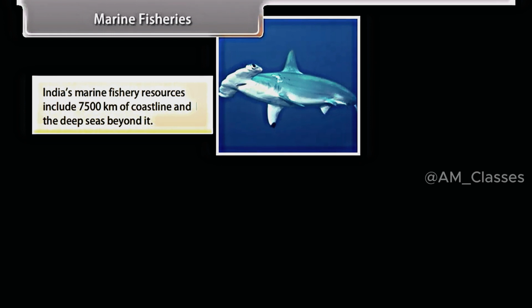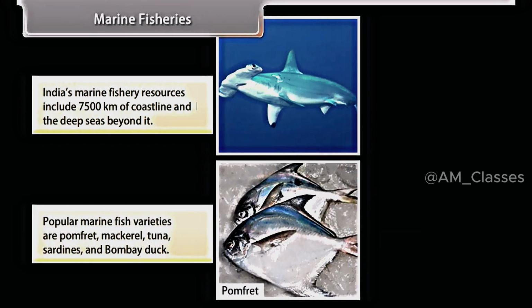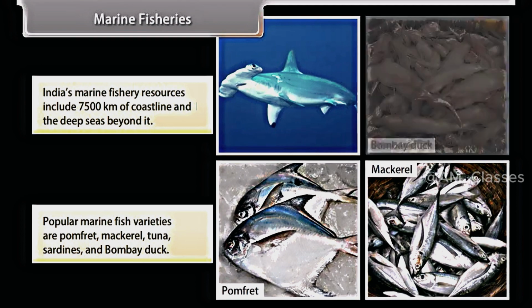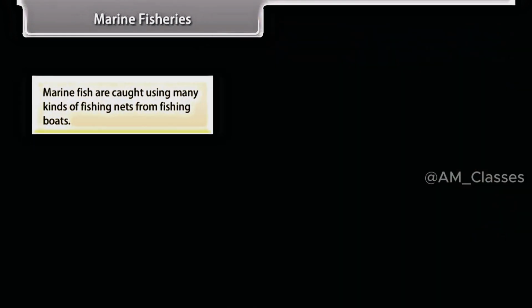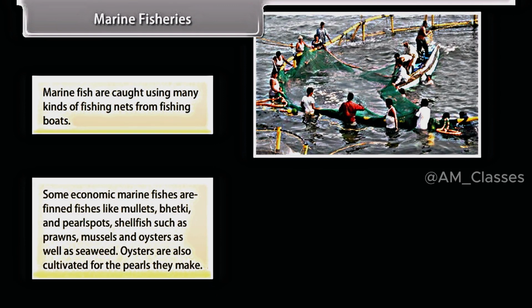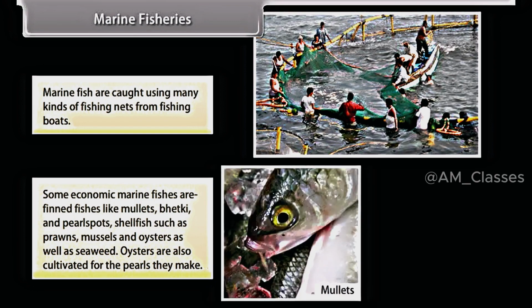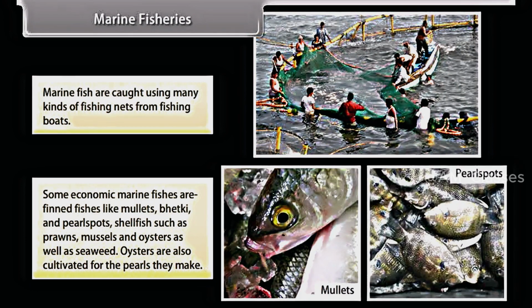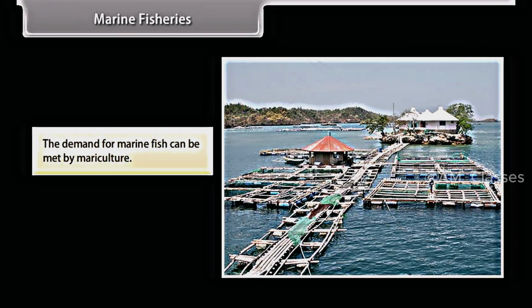Marine fisheries. India's marine fishery resources include 7,500 km of coastline and the deep seas beyond it. Popular marine fish varieties are pomfret, mackerel, tuna, sardines, and Bombay duck. Marine fish are caught using many kinds of fishing nets from fishing boats. Some economic marine fishes are finned fishes like mullets, vetki, and pearl spots, shellfish such as prawns, mussels, and oysters, as well as seaweed. Oysters are also cultivated for the pearls they make. The demand for marine fish can be met by mariculture.